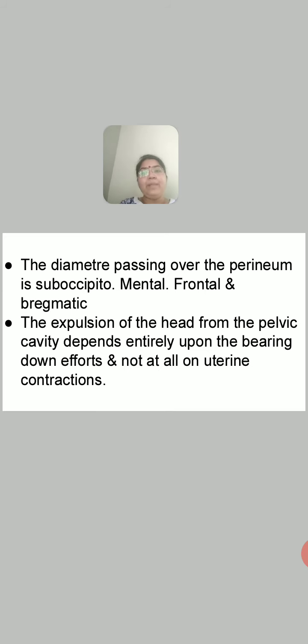Expulsion of the head from the pelvic cavity depends entirely upon the bearing down efforts. It does not depend at all on uterine contraction. The more severe the bearing down efforts are, the faster, without delay, expulsion of the head is possible. So expulsion of the head from the cavity in breech presentation does not depend on uterine contraction at all. So this should be kept in mind. That's why the mother is asked to make more and more proper bearing down efforts for the birth of the after-coming head in breech presentation.